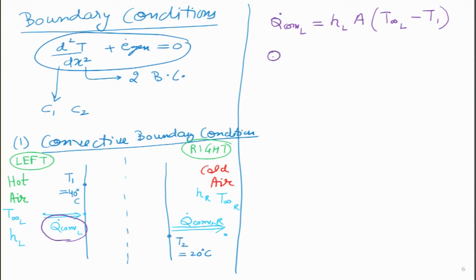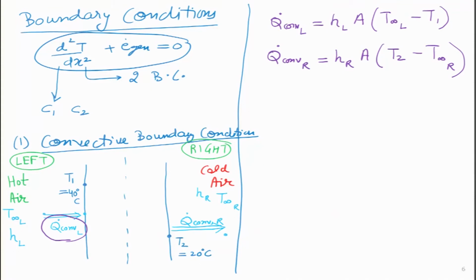On the right hand side, I have Q dot convection right, which is HR A, and over here, because I already know the wall is slightly at a higher temperature than the T infinity R, I will subtract it in this way. Later on I will explain why in convection we subtract one from another one time and then from the wall to the air sometime. So, just bear with me for a few minutes over here.